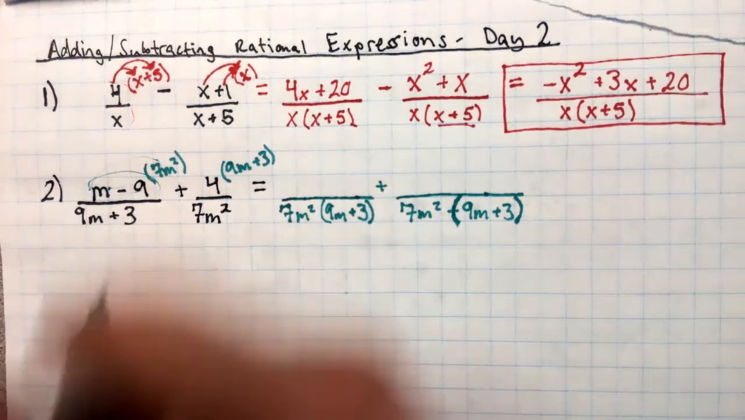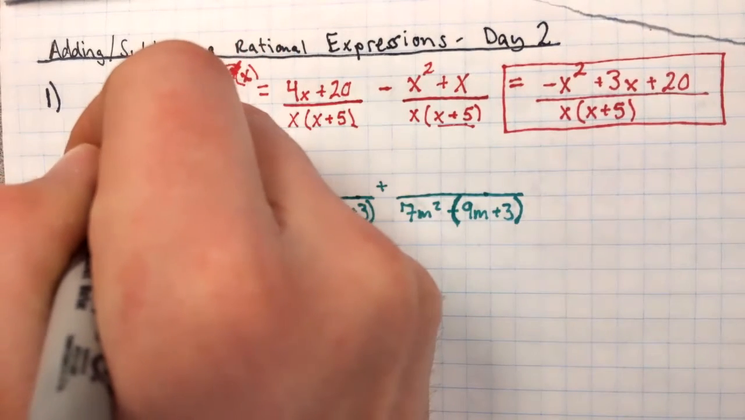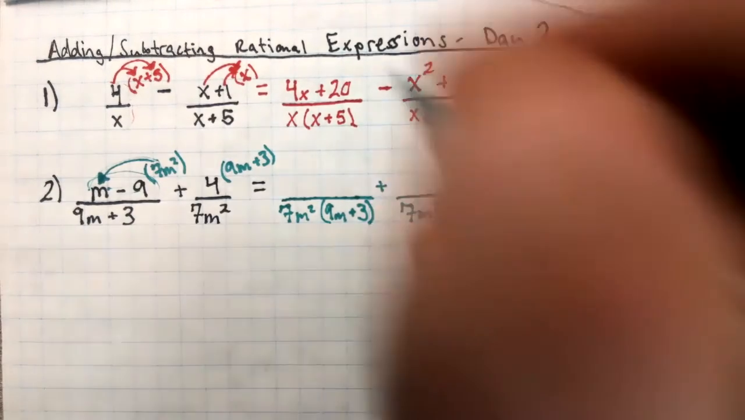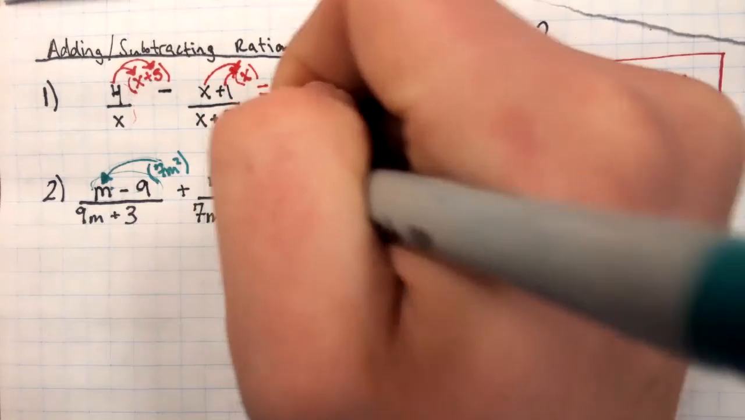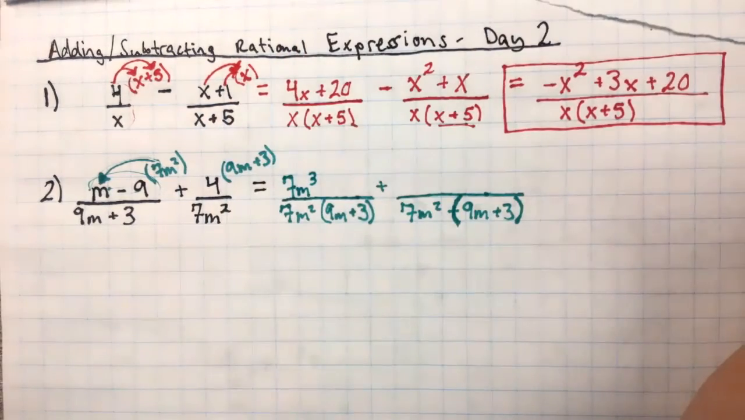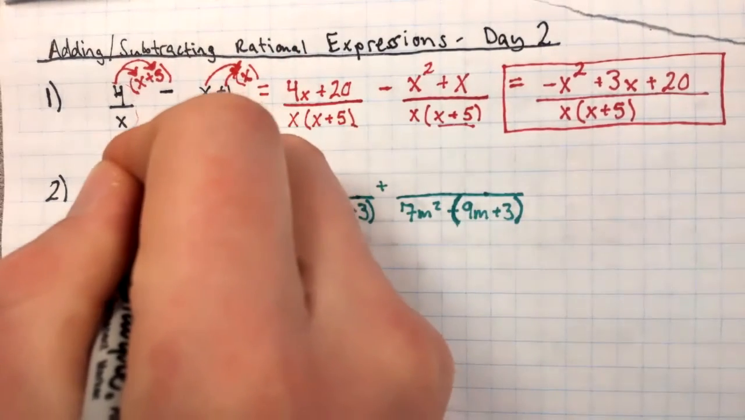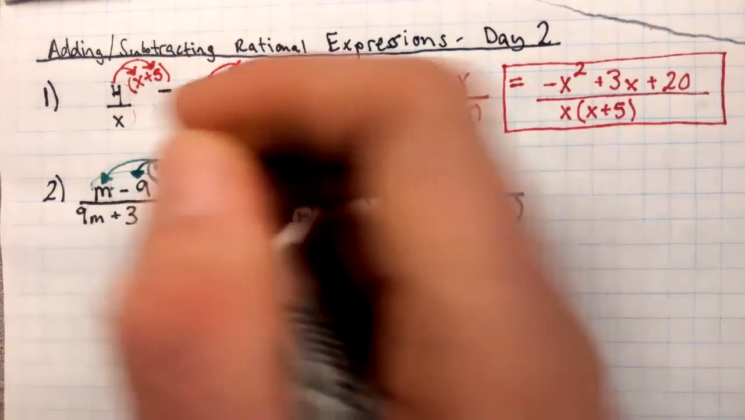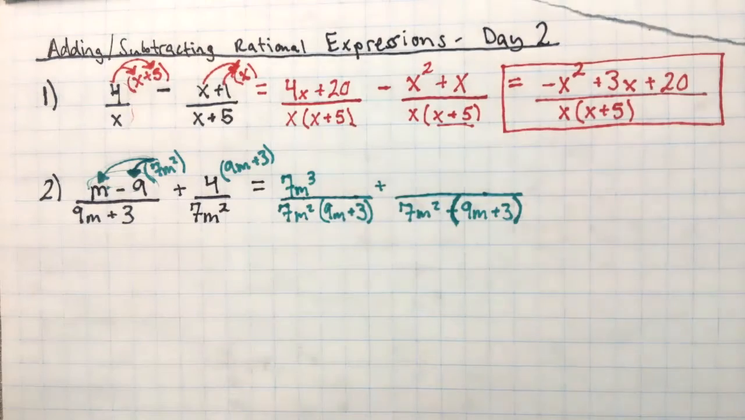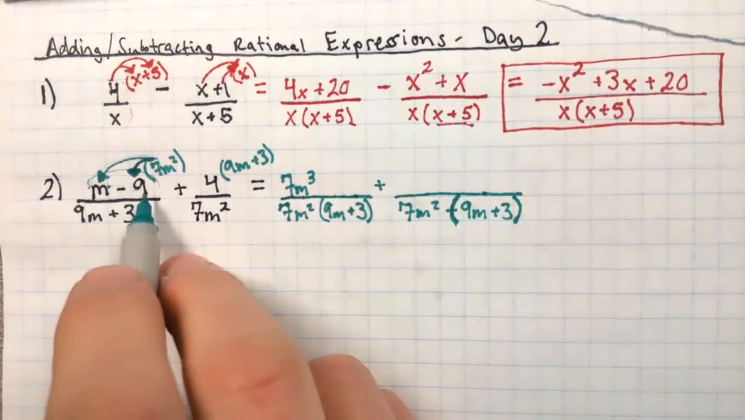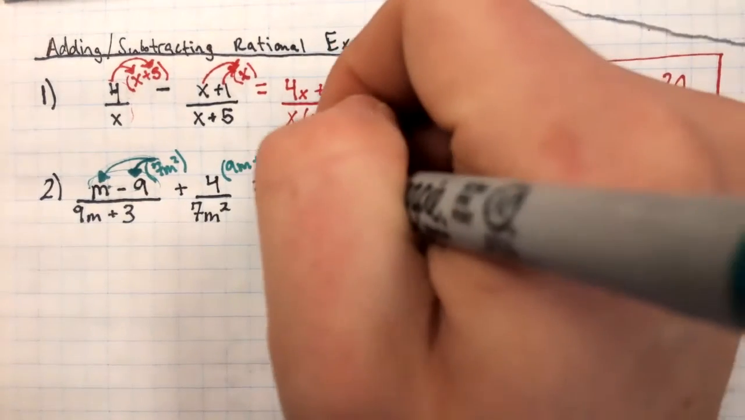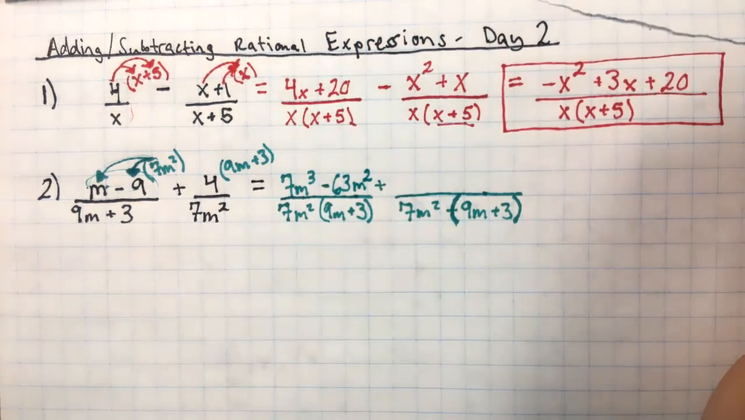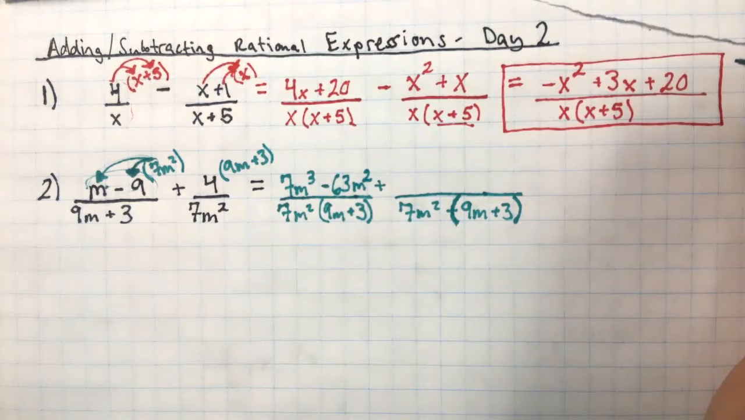7m squared times m. 7m squared times m is going to be 7m cubed. I also need to do 7m squared times negative 9. It's really going to test my multiplication facts. 7 times negative 9 will be negative 63, and we still have that m squared. All right, all done with the first fraction.